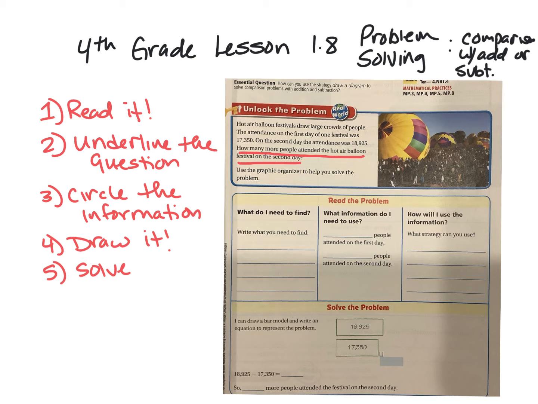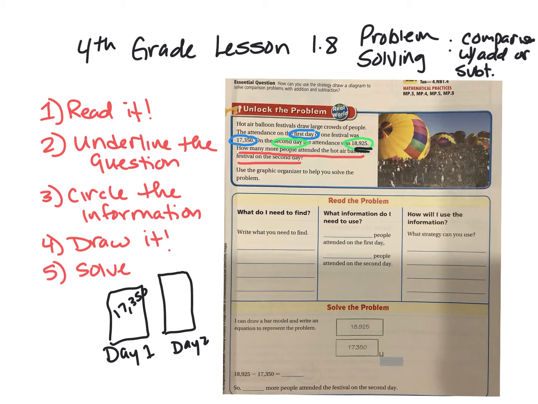Let's go back and circle the information they gave us. We know that the first day it was 17,350, and the second day was 18,925. Let's kind of draw that scenario out a little bit. I had day 1, a number, I'm going to do it like a sort of a bar graph thing or a box here. It was 17,350. And the second day, it looks like there was more. 18,000 is more than 17,000, right? So I'm going to make that box just a little bit bigger. 18,925 because it was more.